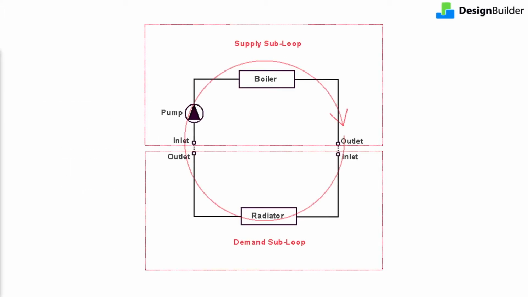HVAC loops are used to model mechanical ventilation systems, hot and chilled water piped distribution systems, condenser water distribution systems, and VRF refrigerant and heat recovery systems. A loop is divided into two subloops, a demand subloop and a supply subloop. Here is a simple representation of a hot water loop. The demand subloop contains the zones and their zone components, where conditioning is delivered to meet the demand. This creates a load on the system, which is met by the HVAC plant in the supply subloop.